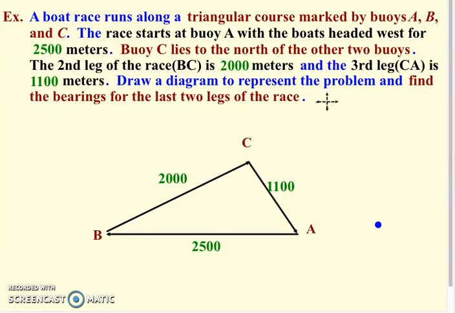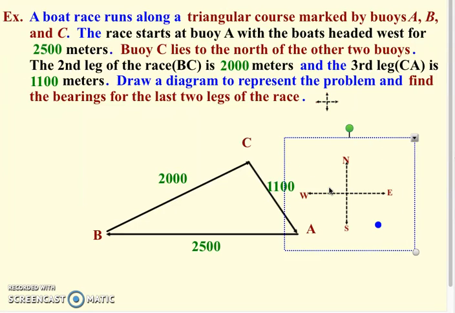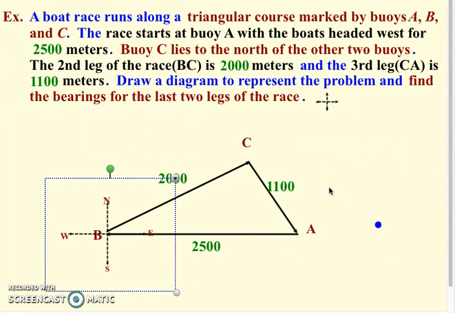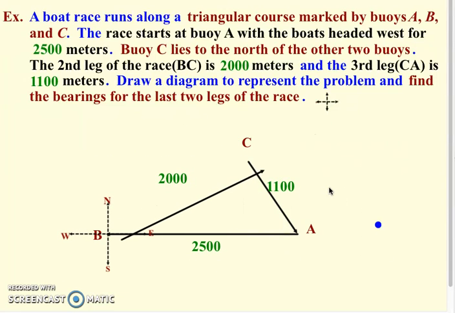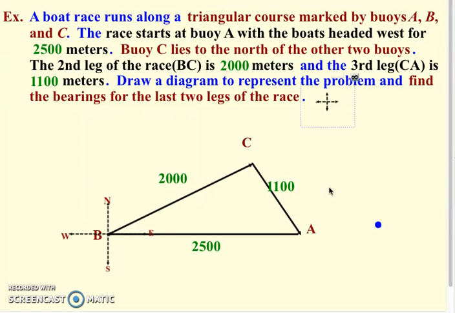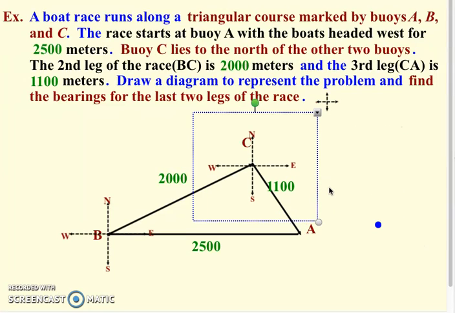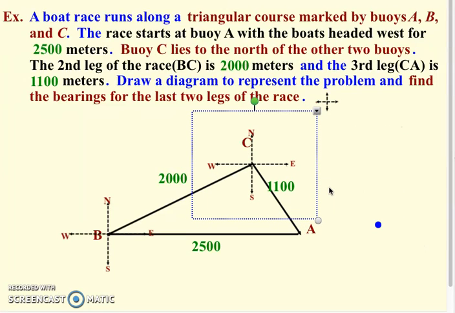What are the bearings for the last two legs of the race? Whenever I'm asked to do a bearing on a triangle sketch, I will always pull in a crosshair, north, south, east, west, and place it at the spots that I'm trying to work on, because I need to know how to draw my angles correctly. So make sure you get a habit of, if you find a bearing, place a north, south, east, west right on the spot. So this is more of an angle reasoning problem.